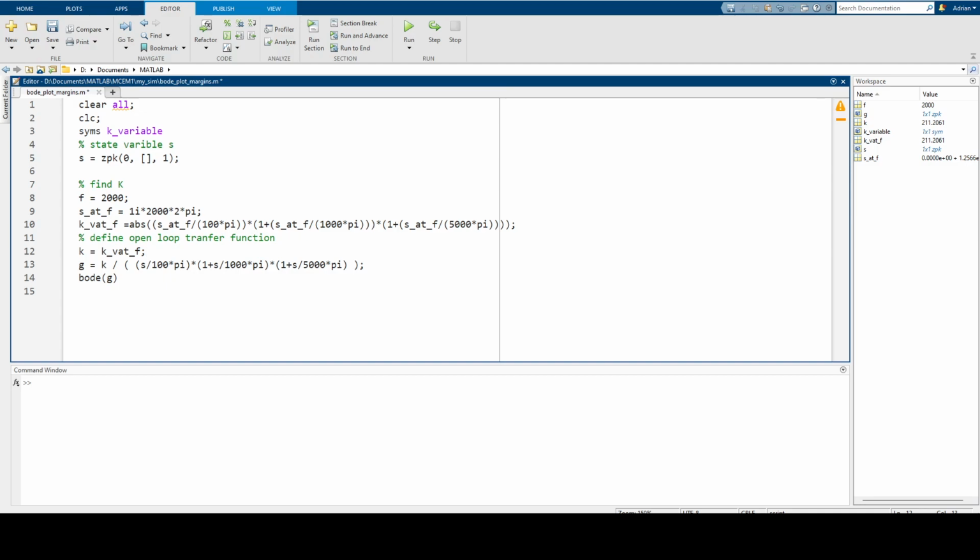And then we define the open loop transfer function. Let me just make sure. Sometimes MATLAB, when you don't put the denominator in brackets, has finicky behaviors. So okay, we have here our k, the one that we just calculated, and then we just put the Bode plot. We plot the Bode plot, and now we run it.